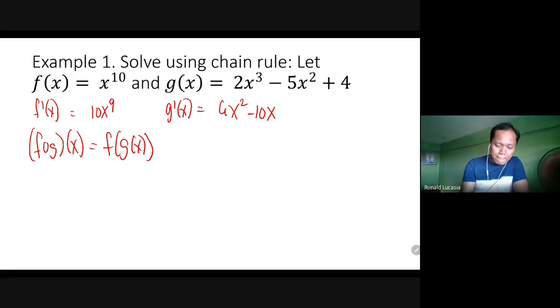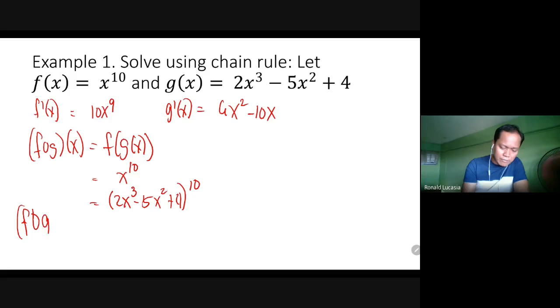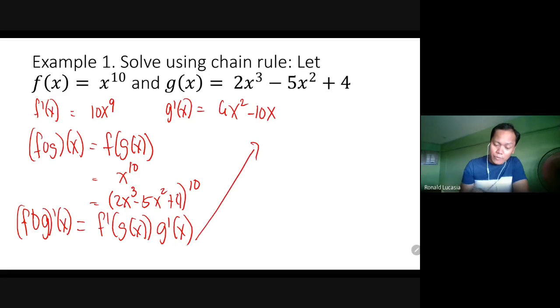So magiging, del x to the 10th yan, ang ating f ay x to the 10, tapos ang x mo ngayon ay papalitan mo ng g, which is 2x cubed minus 5x squared plus 4 raised to the 10th power. So kung gagamitan ngayon natin siya ng definition ng chain rule, that's f circle of g prime of x, that is equal to f prime of g of x multiplied by g prime of x, which is 2x cubed minus 5x squared plus 4 raised to the 10th power.